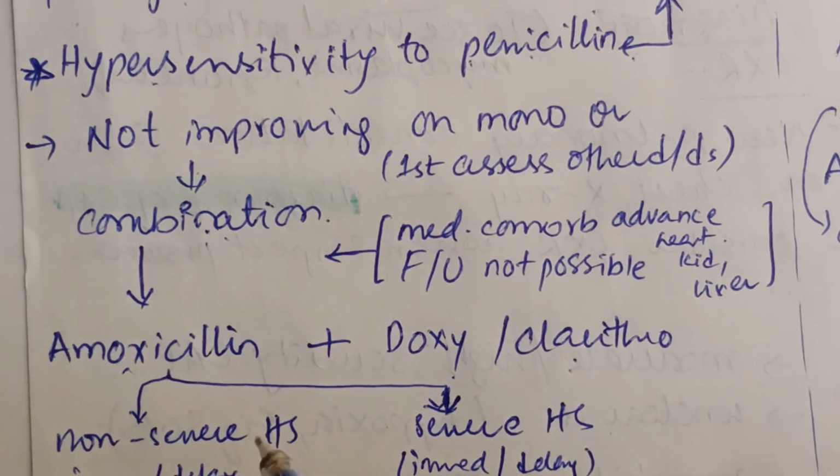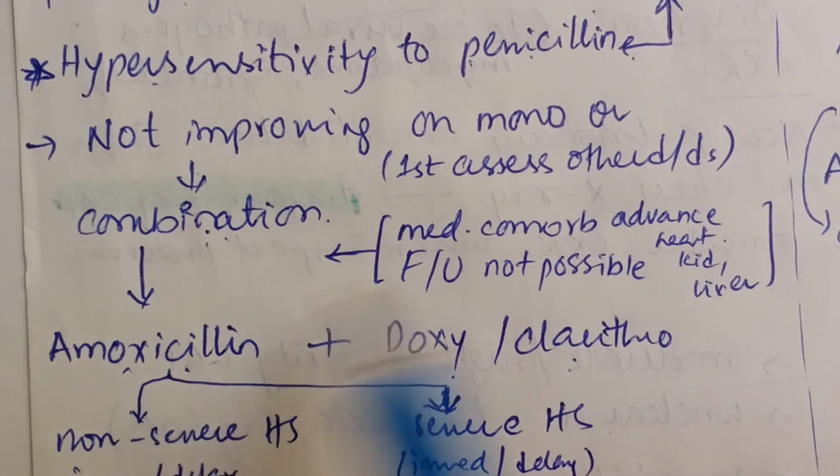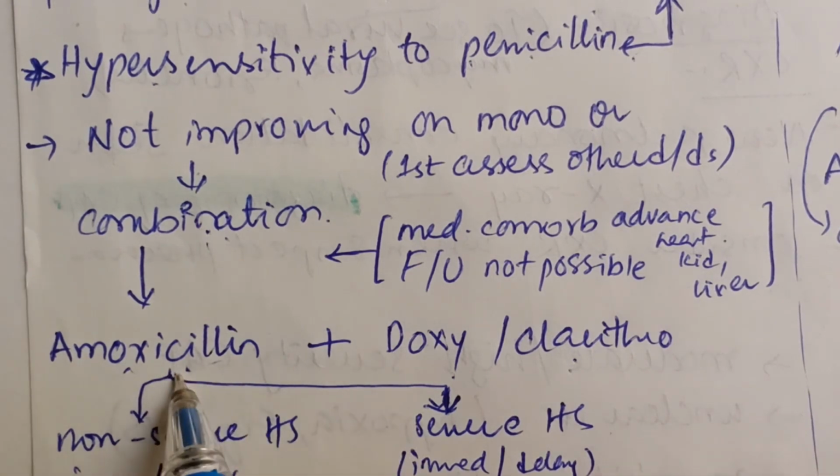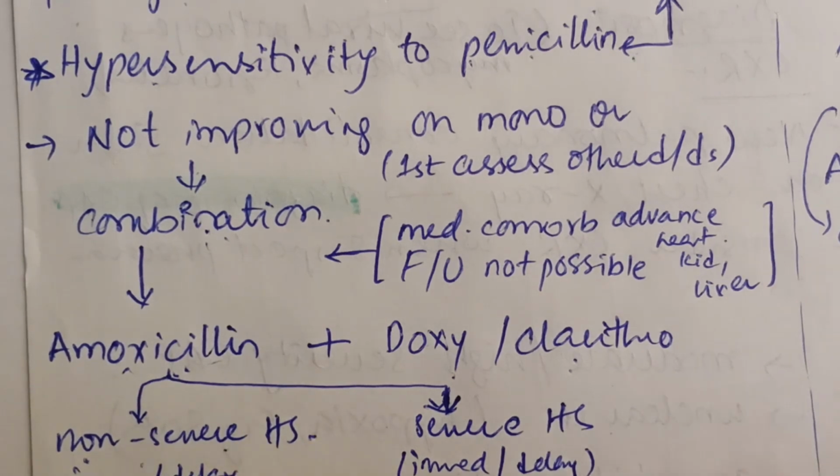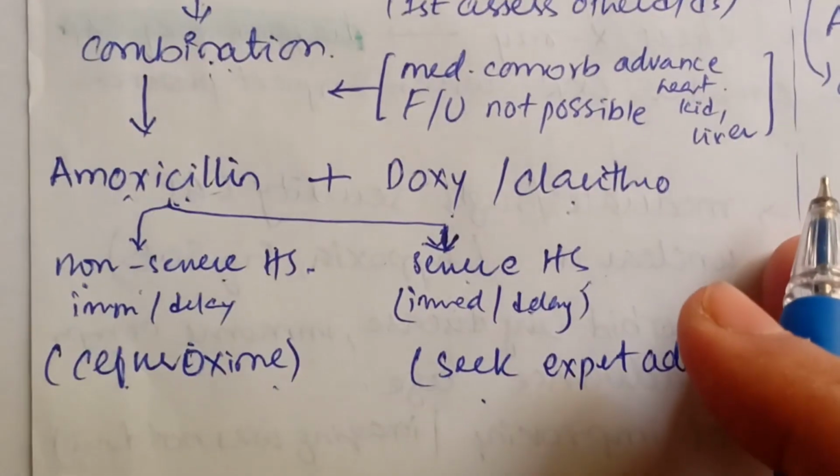But if the patient is allergic to amoxicillin in the combination therapy, so in place of amoxicillin, if the patient has non-severe hypersensitivity reaction, immediate or delayed, we are going to administer the cefuroxime in the combination therapy. And if the patient has severe hypersensitivity reaction, that is immediate or delayed, we are going to seek the expert advice.